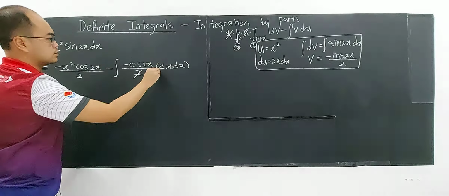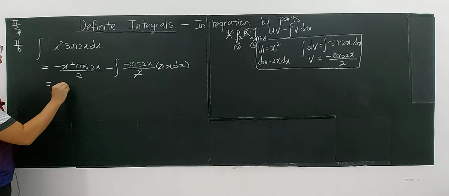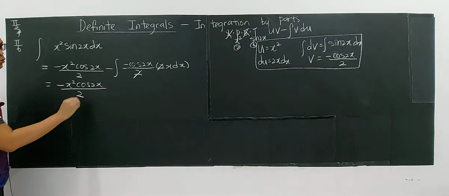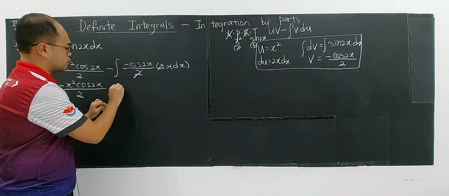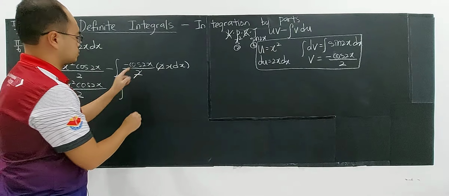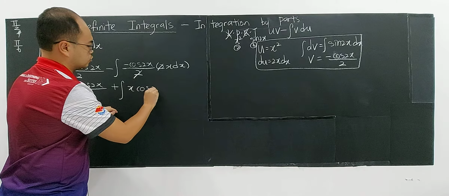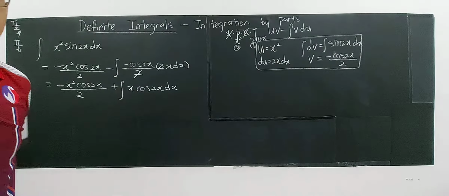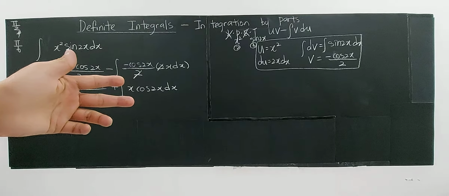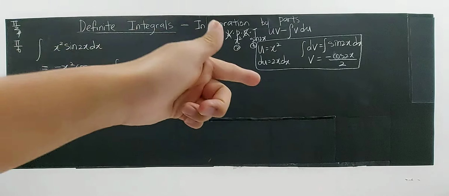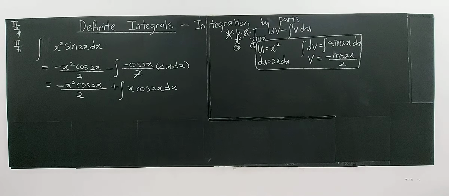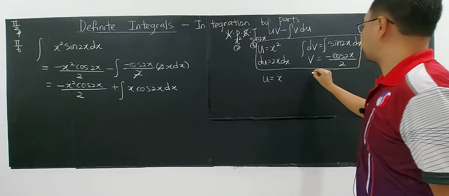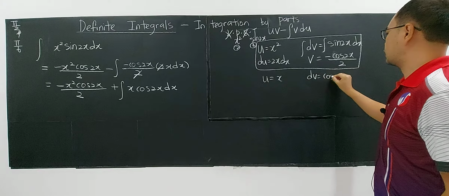You can eliminate the 2s, and you are getting negative x to the power of 2 cos 2x over 2. Negative times negative gives positive, so plus integrate x cos 2x. Now you have solved the first step, reducing the power of x from 2 to 1. I still can't use any formula to integrate this, so I have to apply integration by parts once more, where now my u will be x and my dv will be cos 2x dx.